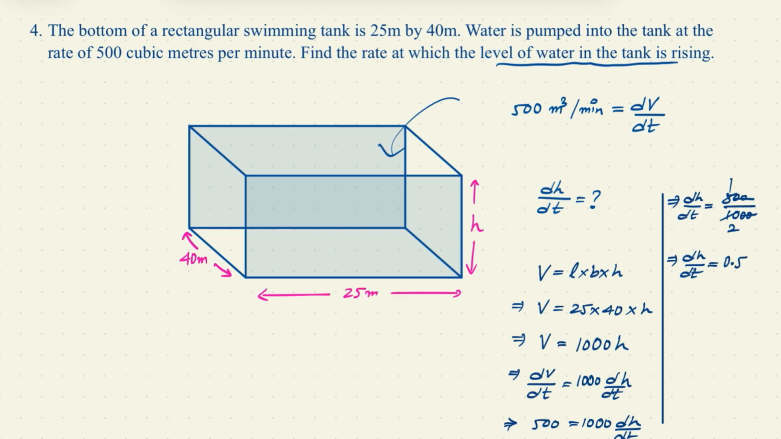And the unit will be, see, there is a change in height, and height is length only, so 0.5 meter per minute. So if the water is pouring at the rate of 500 meter cube in 1 minute, the height of the water level will increase by 0.5 meter in 1 minute.